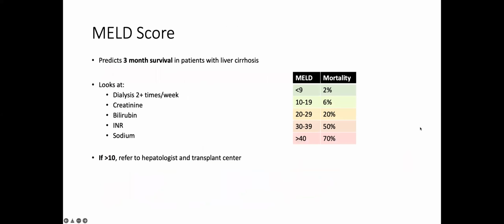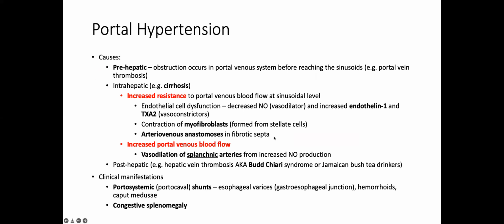So there's this thing called a MELD score. It predicts the 3-month survival rate in patients with liver cirrhosis. So it's going to look at dialysis, creatinine, bilirubin, INR, and sodium. If they have greater than a 10, then you need to refer to a hepatologist and a transplant center because it's bad. Because their mortality rate is going to increase. I wouldn't memorize this. There's no way it exists.